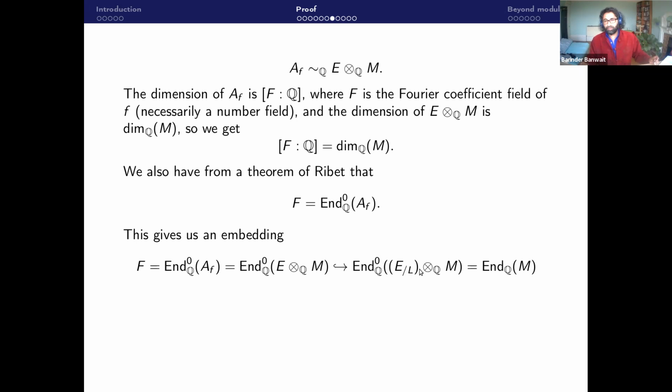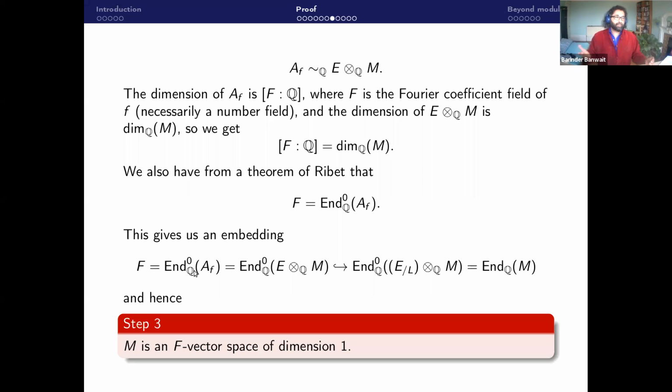So you will get Q tensor M. So we then get that F is contained in the endomorphism ring of M. So here we are regarding M as a Q vector space, but we've just shown that it admits an action of F. So we can think of M as also an F vector space. But then what is the dimension of that? So this equation here shows us that actually it has dimension 1 as an F vector space.